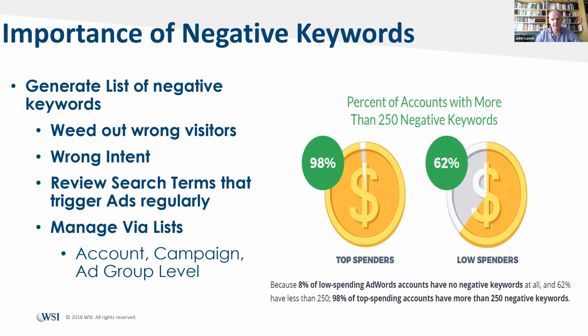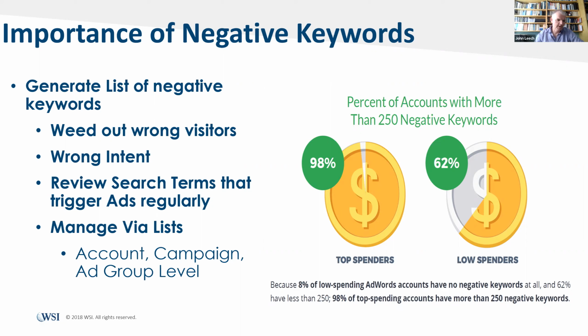I've mentioned negative keywords before. Just to say it again, you need to look at all the negatives and make sure that you've got plenty of them, and manage them via lists, so you can apply them at a campaign level, an account level, or even ad group level if you need to.